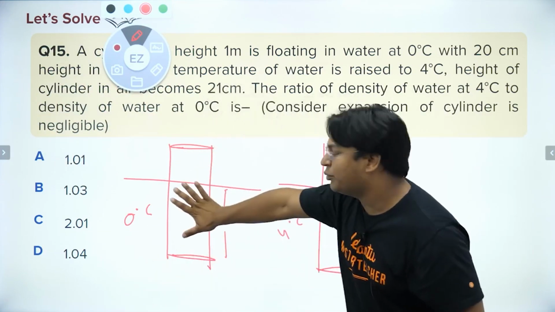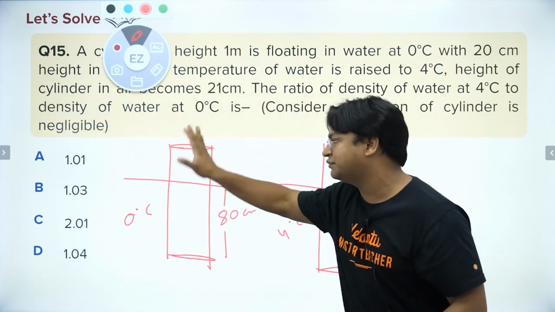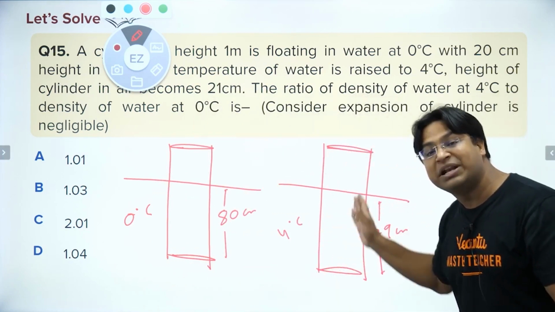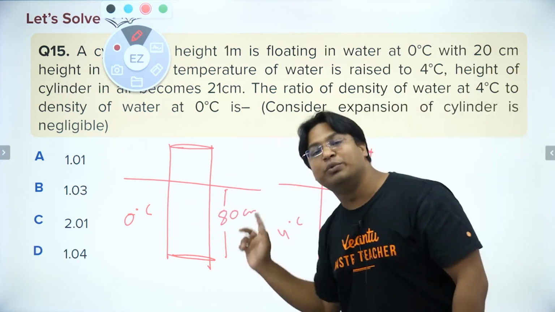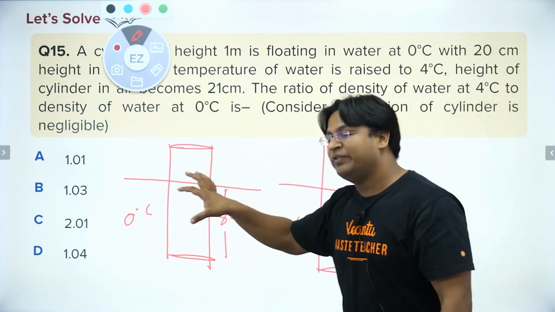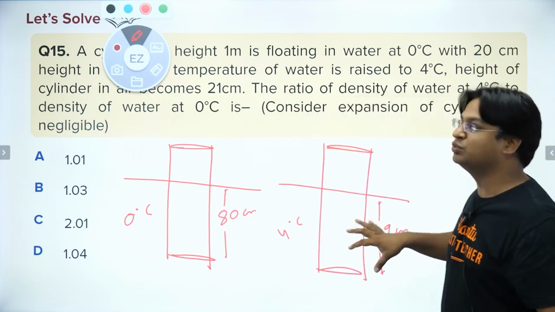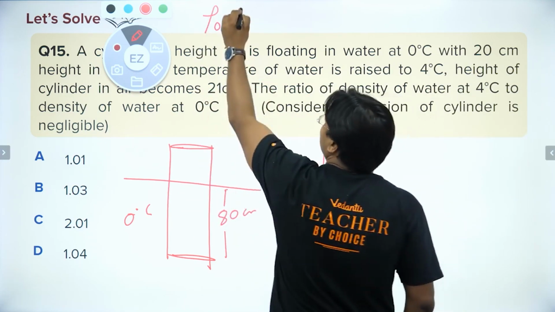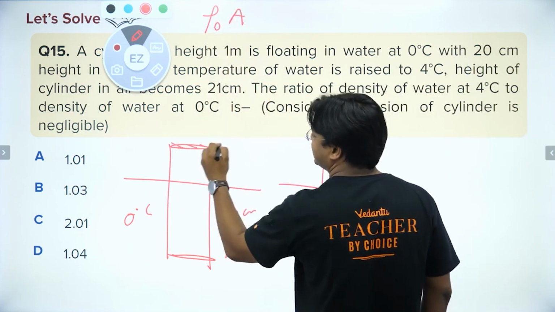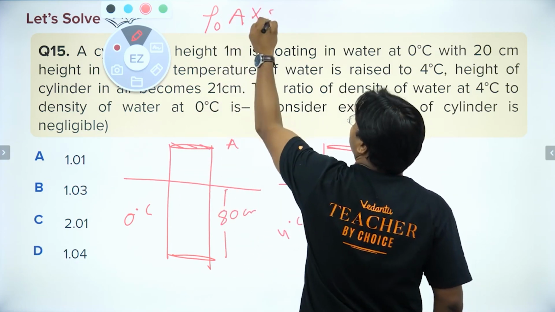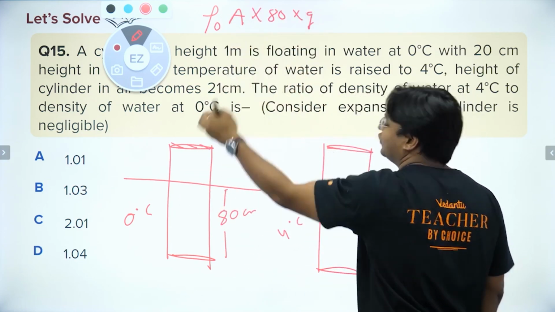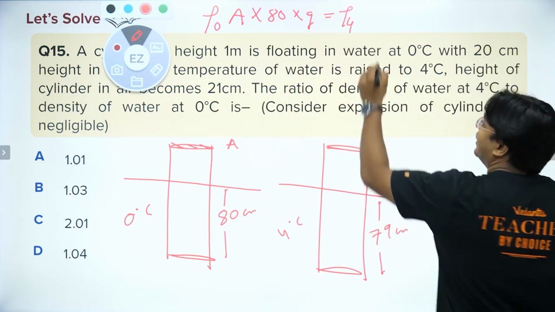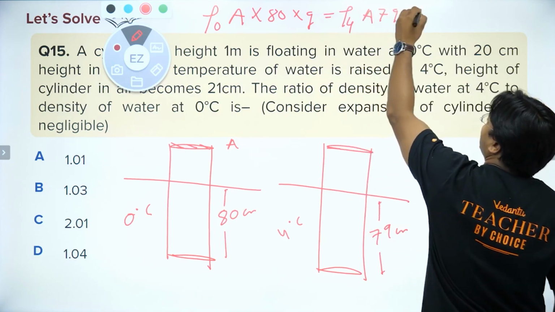So whatever buoyant force we write in this case, that buoyant force will balance the weight of the cylinder. Whatever buoyant force we write in this case, that buoyant force will also balance the weight of the cylinder, and the two weights are equal, right? So we are basically going to equate the buoyant force written in the two cases. Buoyant force in this case is density at 0 degrees Celsius into the cross-sectional area, let me write this cross-sectional area as A, into the length submerged into G. So that's the buoyant force in this case. The buoyant force in this case will be density at 4 degrees Celsius into A into 79 into G.